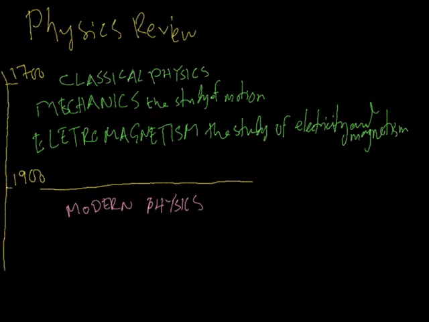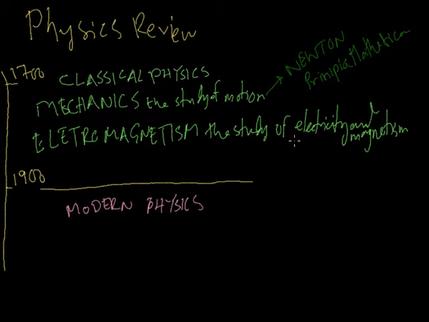Now let's mention the names of the two people who are responsible for that. Mechanics is Newton. He wrote a book called Principles of Mathematics. It's called Principia Mathematica, because it was not written in English, it was written in Latin. So he wrote that book. In that book he laid out all the principles of mechanics. It's one of the most famous science books ever written.